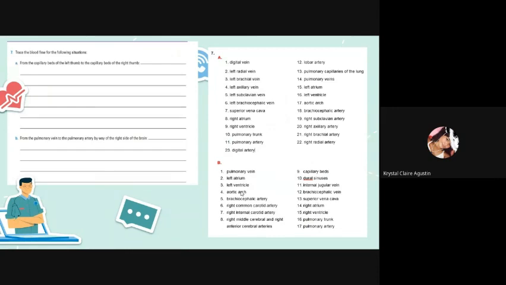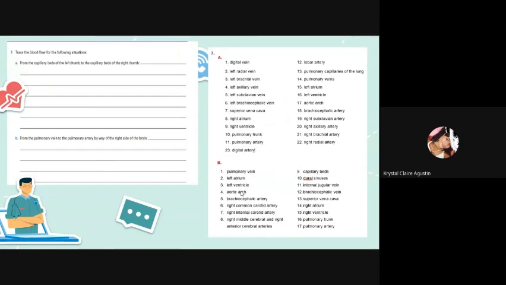So for letter B, we have from the pulmonary vein to the pulmonary artery. Pulmonary means something that affects the lungs. So the blood flow tells us the blood trace that carries oxygen and other nutrients from our lungs to our brain.